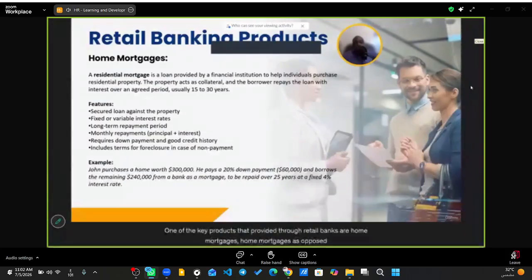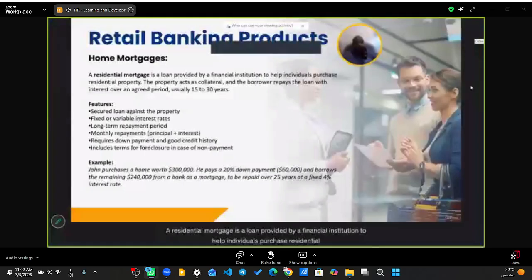Welcome. One of the key products that are provided through retail banks are home mortgages. Home mortgages are as opposed to commercial mortgages and office mortgages and so on. This is specifically tailored to the individual, as we're talking about retail banking products here.